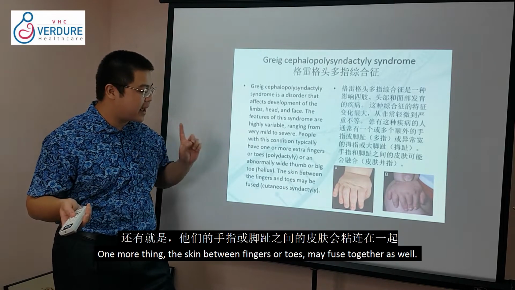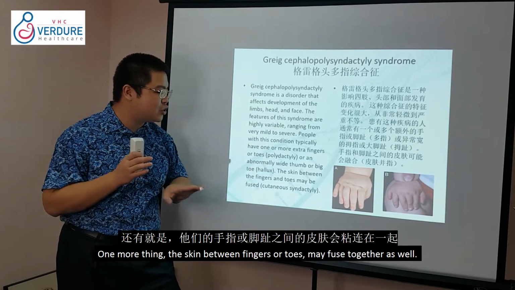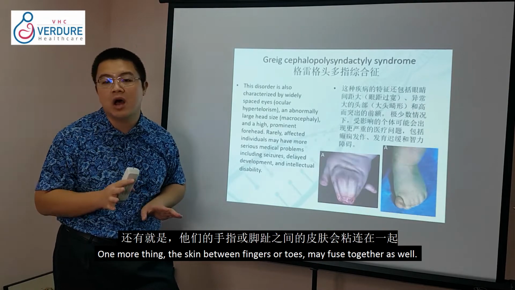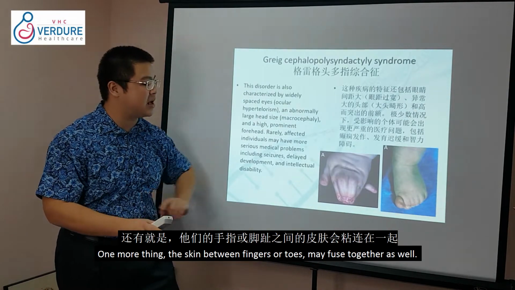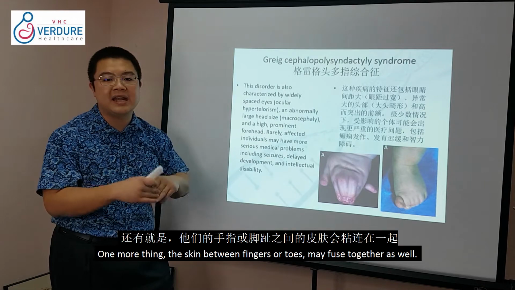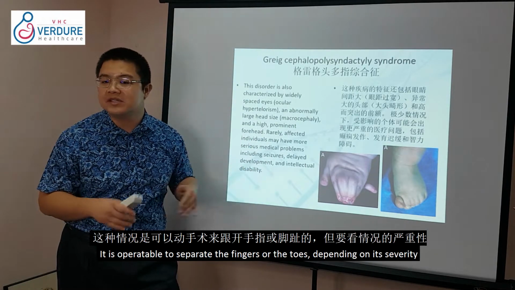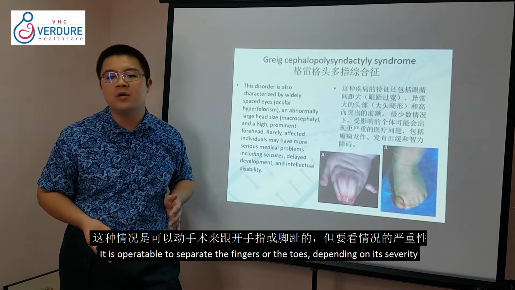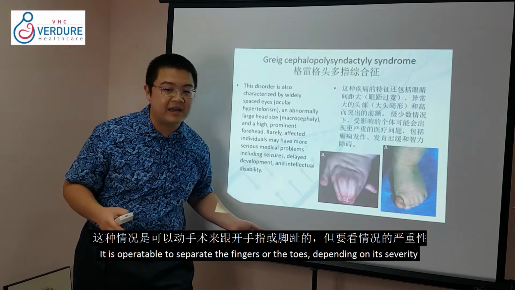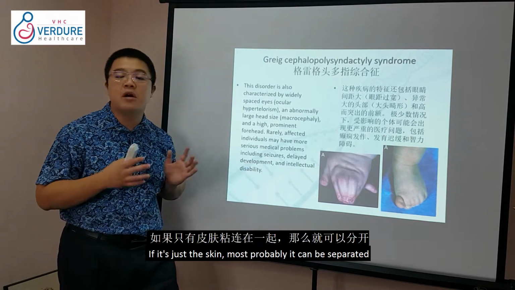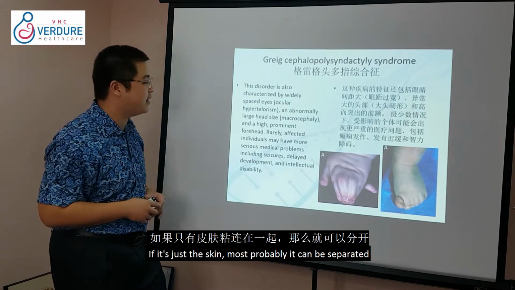Oh, one more thing is that the skin between the fingers or the toe might be fused together as well, just like this, okay? So the skin has been fused together. Whether or not this is operable to separate the fingers and the toe really depends on the severity, okay? If it's just the skin, most probably it can be separated.